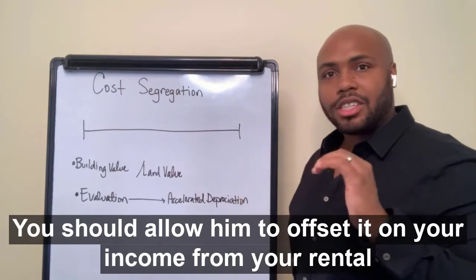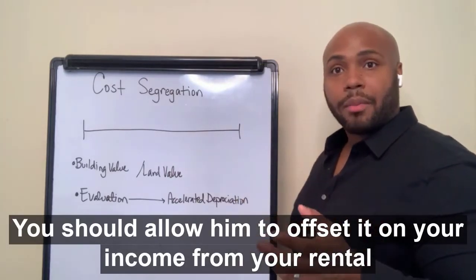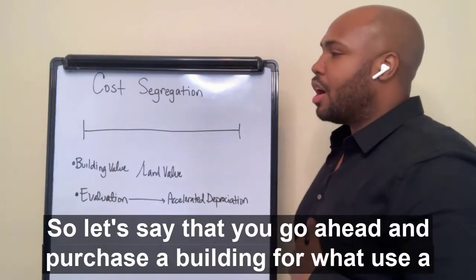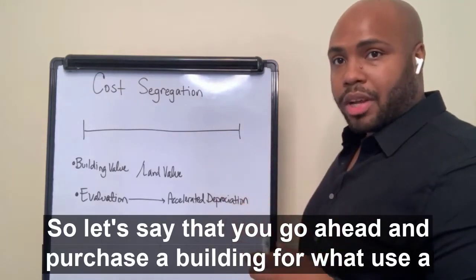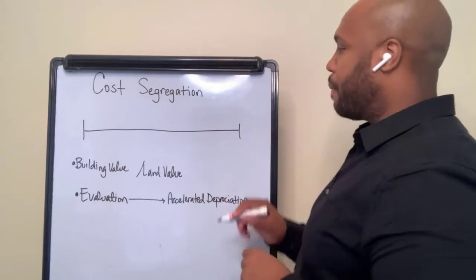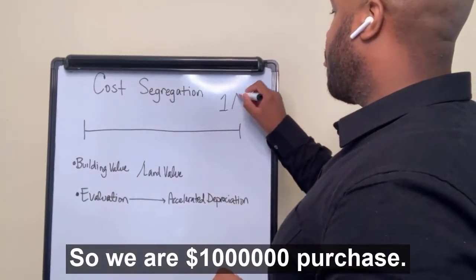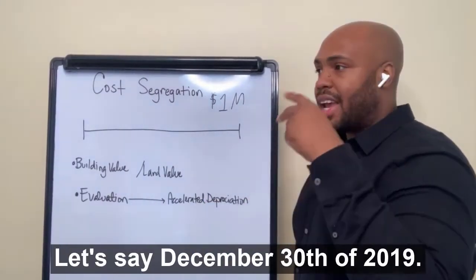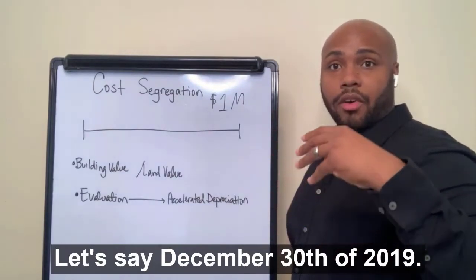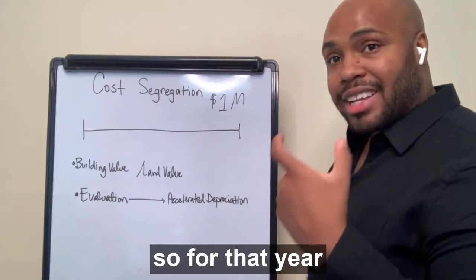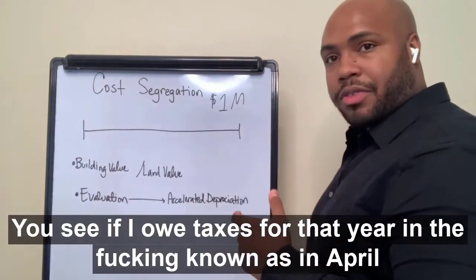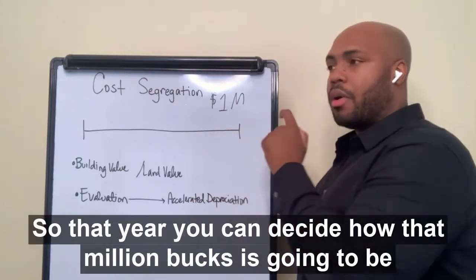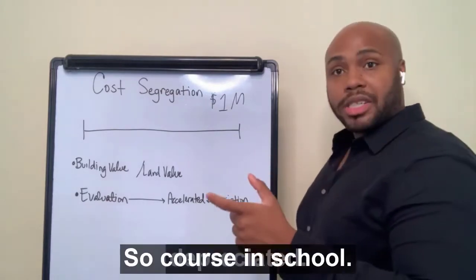Well, in this case, it takes the straight line depreciation and allows you to offset it on your income, a lot of times from your rental income, so that it shows up that you actually have a loss in many cases. So let's say that you go ahead and purchase a building for, let's use a number of $1 million, right? So here we are, $1 million purchase, okay? You made this purchase, let's say December 30th of 2019. So for that year, you file your taxes for that year in April of next year. So for that year, you can decide how that $1 million is going to be depreciated, right?